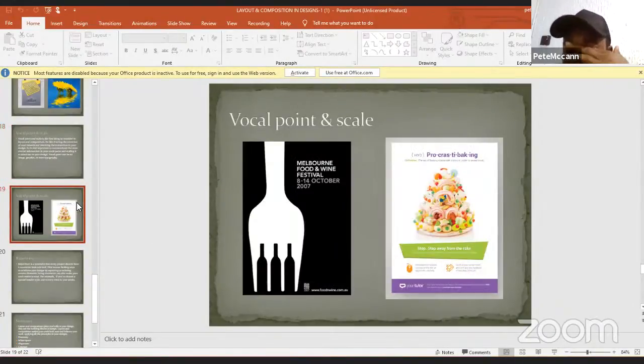So in this design here, I just want someone to tell us what is this first flyer? What is it talking about? This first flyer, it's speaking about something. What is it talking about?